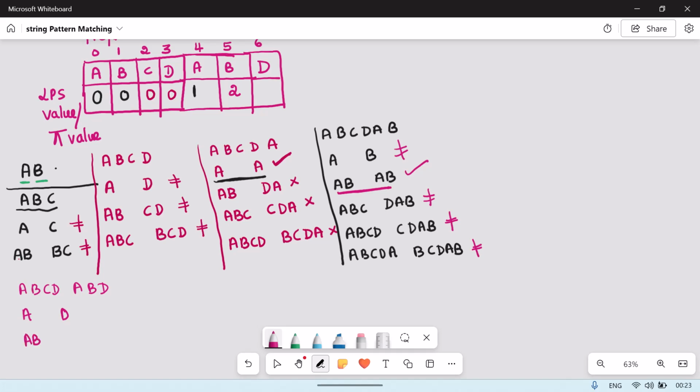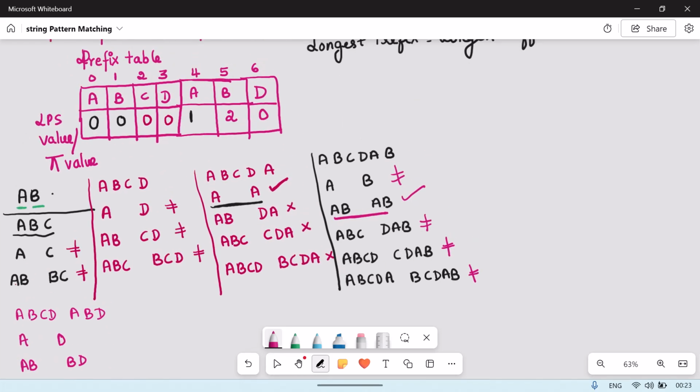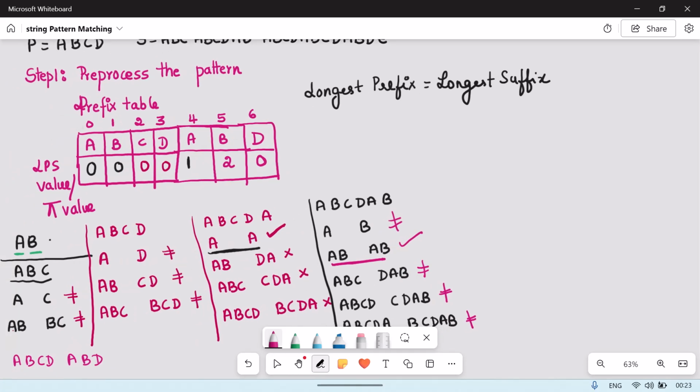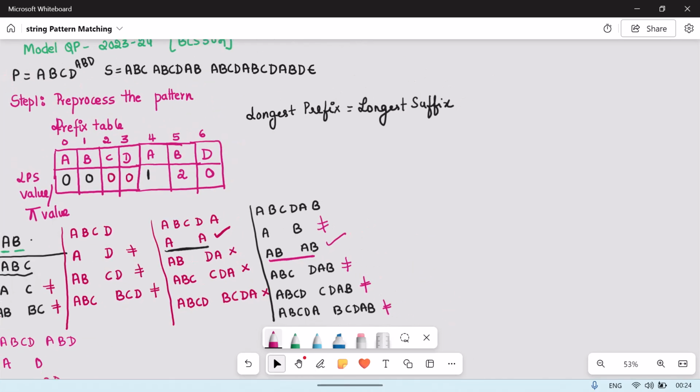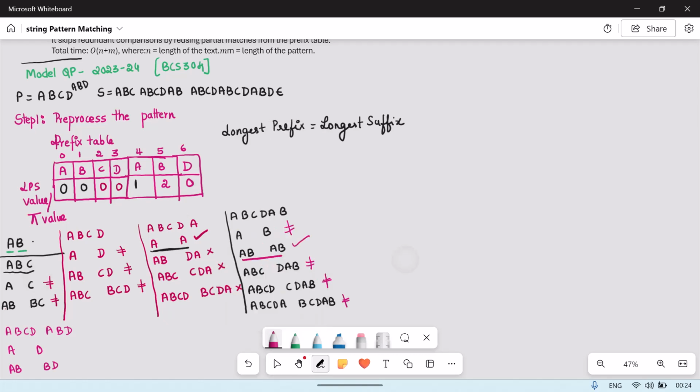then A, B, B, D, A, B, C, A, B, D, A, B, C, D, D, A, B, D. I think this is also going to be 0. Correct? You can check, okay? Now, because we have done this again and again, you should be aware how to do this. Okay, so this is how you will do the LPS value. Once this is done, now we will do the table and identify whether the text is present or not.